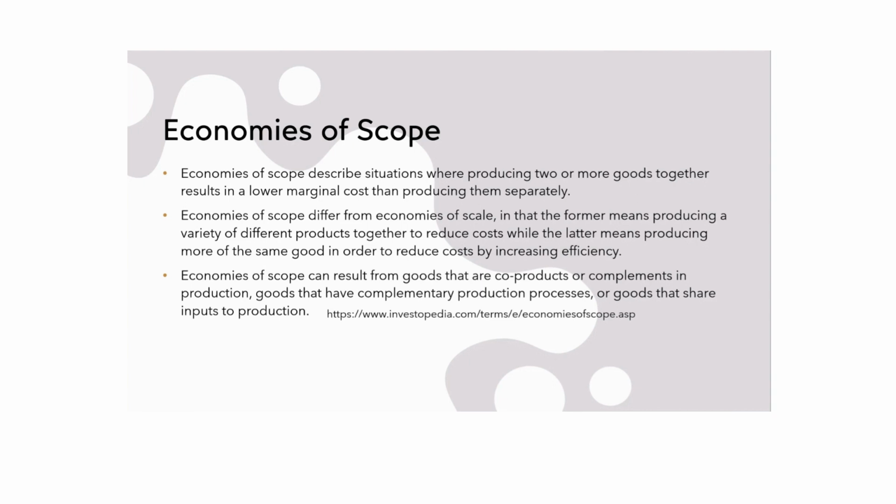So what do we mean by economies of scope? It describes situations where producing two or more goods together results in a lower marginal cost than producing them separately. Rather than, di ba, halimbawa, a company has two products. Okay. So, producing them separately would mean two separate machines, two different labor, two different facilities, okay, to produce those two products. But there's a better way of doing them. Why not produce them in the same facility, using the same machine and equipment, using the same labor? Okay. Ganun lang siya kasimple.